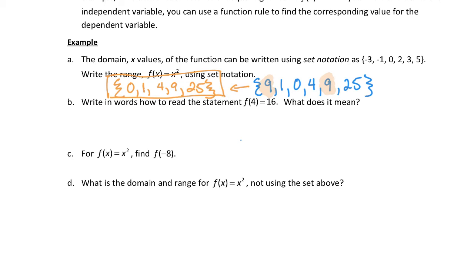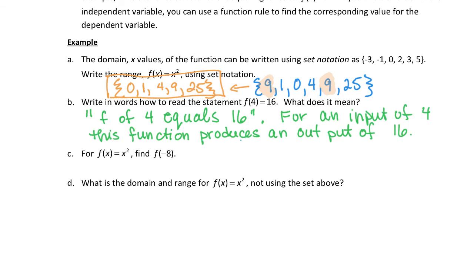Question B asks, write in words how to read the statement f of 4 equals 16 and what does it mean? All right, there it is in words. Just a reminder that that does not mean f times 4, it means f of 4. The function of 4 equals 16. And what does it mean? It means for an input of 4, this function produces an output of 16. So it might be our squaring function, x squared, because that would make sense. It might also just be 4 plus 12. We have no idea what this function is. We just know if we put a 4 into it, we're going to get out a 16.